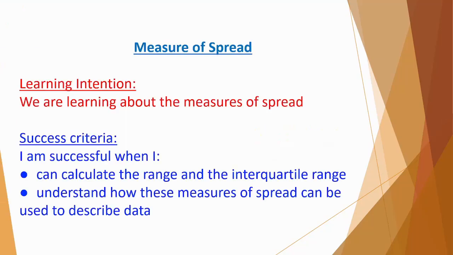Our learning intention is that we are learning about the measures of spread, and our success criteria is: I am successful when I can calculate the range and interquartile range and understand how these measures of spread can be used to describe data. So there are two ways to measure the spread of data.